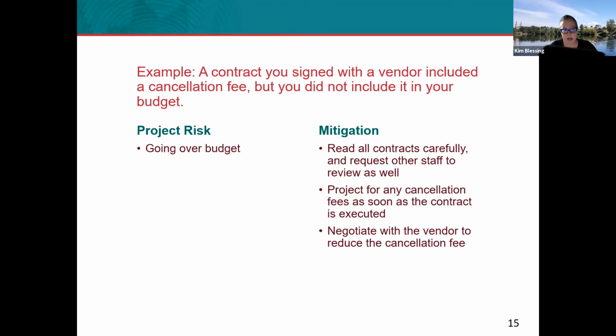So if you're working with a vendor outside of your organization and there's a contract involved, just make sure that you read that contract carefully and look for any of those cancellation fees. You want to project for those fees as soon as the contract is executed. So you've reviewed the contract, you've negotiated with the vendor, everyone signs it. As soon as you get that executed contract, put that fee into your budget projections so that you can anticipate that and it doesn't get lost. Now, if something happens and you miss that cancellation fee and it comes in later, you can always try to negotiate with the vendor to reduce that cancellation fee. So that's just another strategy that you can use to reduce your risk of going over budget.